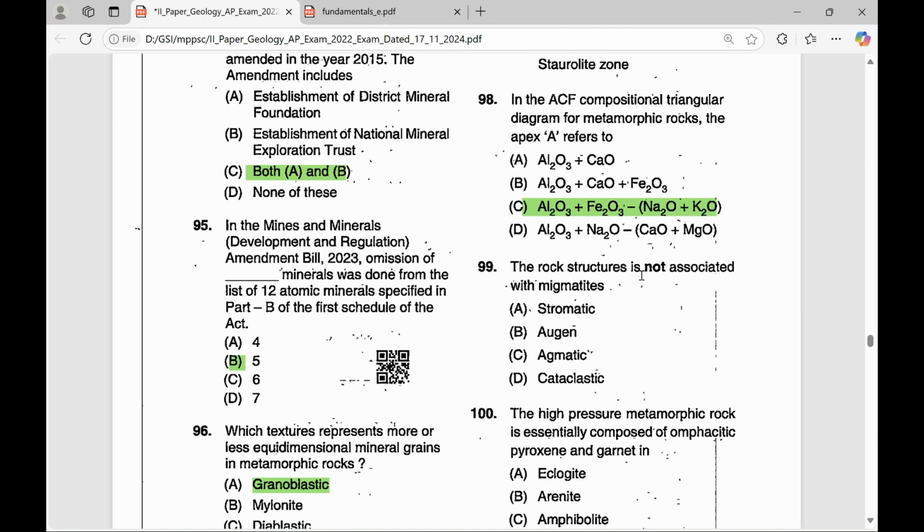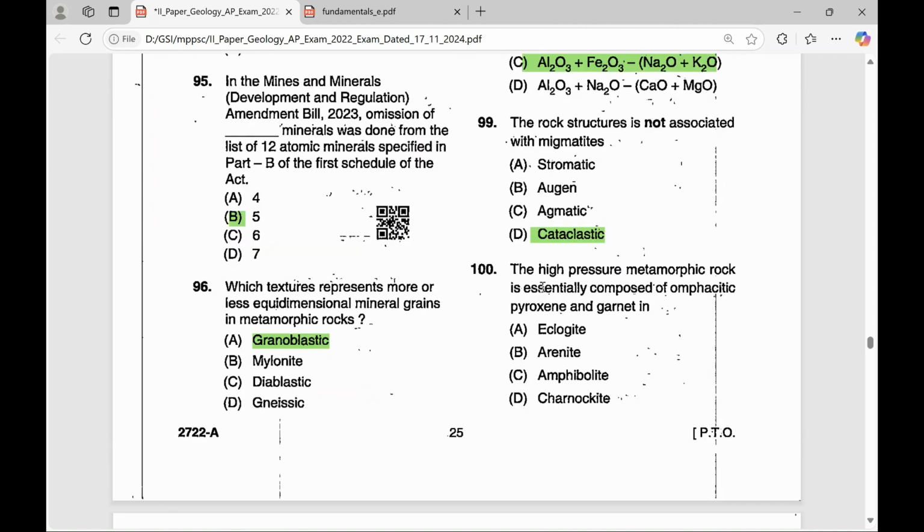Okay, which rock structure is not associated with migmatites? Options are stromatic, agmatic, and cataclastic. So guess this answer. The correct answer will be cataclastic, right? Stromatic, agmatic, they are related with migmatites. Agmatic is related to the igneous part. Cataclastic is related to brittle deformation, right?